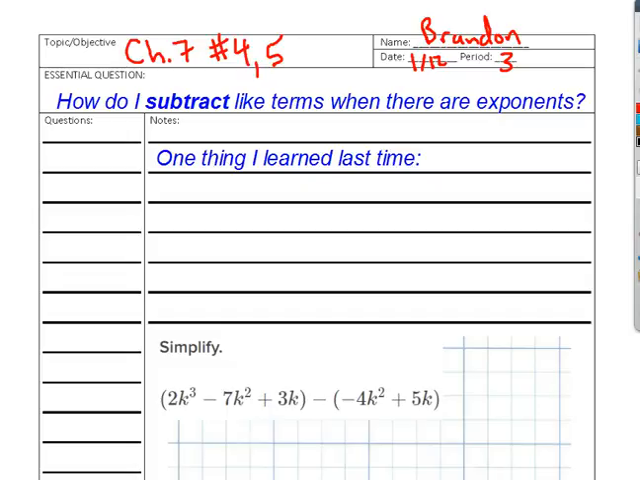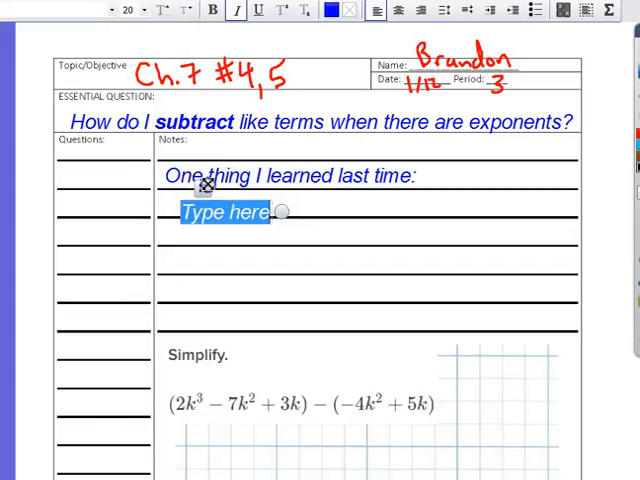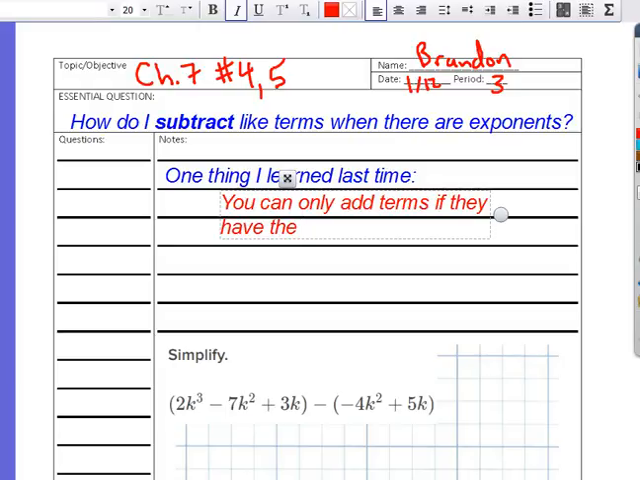The only new thing for today is that we're not just adding like terms with exponents, but subtracting like terms with exponents. What we worked on the last time I saw you was adding like terms with exponents. You can only do that if they have the same variable and the same exponent. So what you learned last time is that you can only add terms if they have the same variable and they also have to have the same exponent. That's the only thing that's new. The little number on top has to be the same.